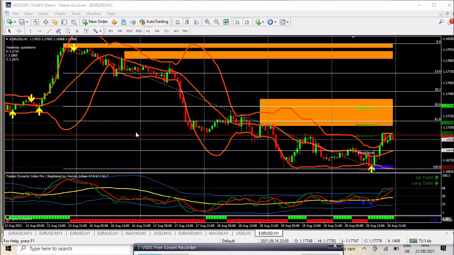Good day to you. I want to show you how you can trade profitably using Bollinger Band, pivot point, Fibonacci, TDI, and this arrow on the screen.